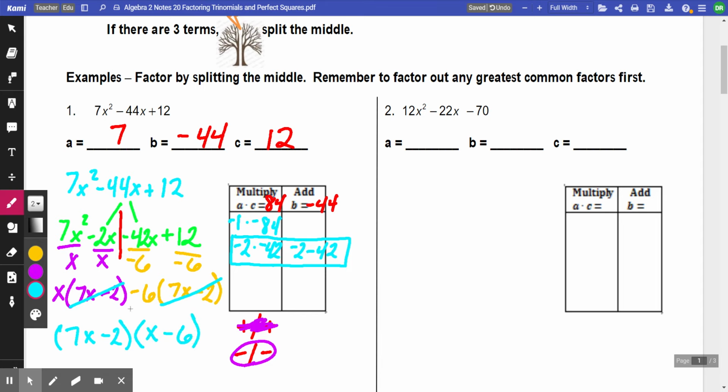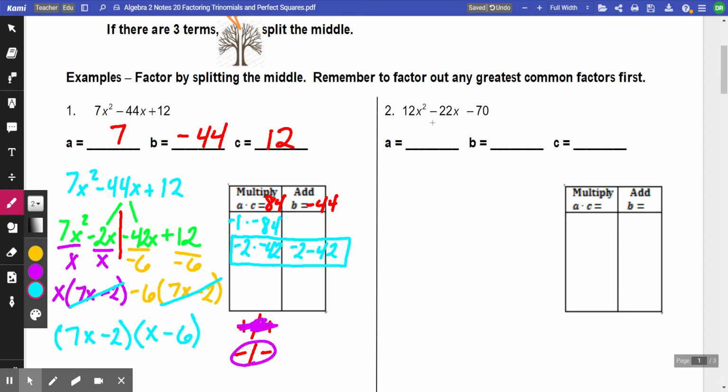So overall, the split the middle process is very similar. It's just we might have to do a little more work finding the numbers we need, because the a value that we are working with is something other than 1. So let's try this again.